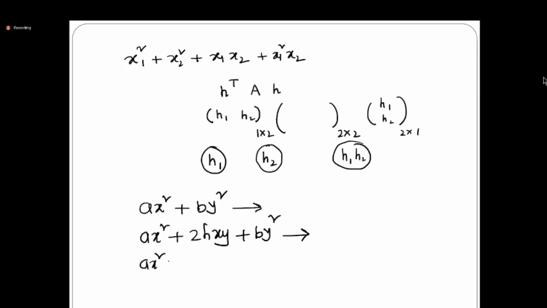Now if I consider ax square plus 2hx plus by square, this is not a quadratic form, because although x square is coming as power 2 and by square is coming as power 2, here one term has power 1. So this is not a quadratic form. Is it okay now? When will an expression be called a quadratic form?